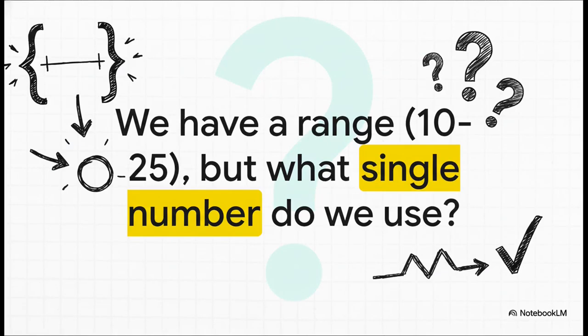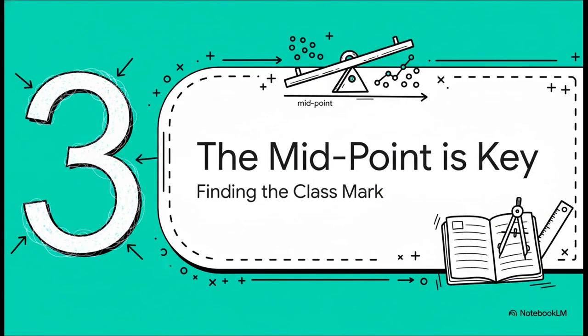But wait, there's a problem, isn't there? Our formula needs a single number for xi, but now we have a range, like 10 to 25. So which number do we pick to represent that whole group? Should we use 10, or maybe 25, or something in the middle? What do we do? And the answer to that very important question is our next big idea. It's all about finding the midpoint. This is the key that unlocks the whole problem.